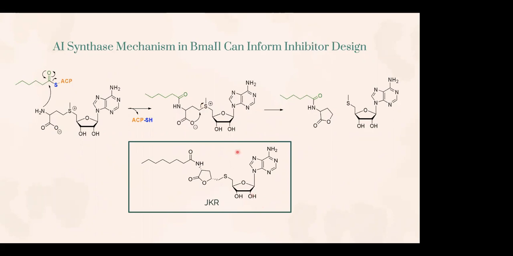We can see that it is structurally very similar to the transition state of the autoinducer synthase mechanism, and that's why we think that it acts as an inhibitor to these AI synthase enzymes.